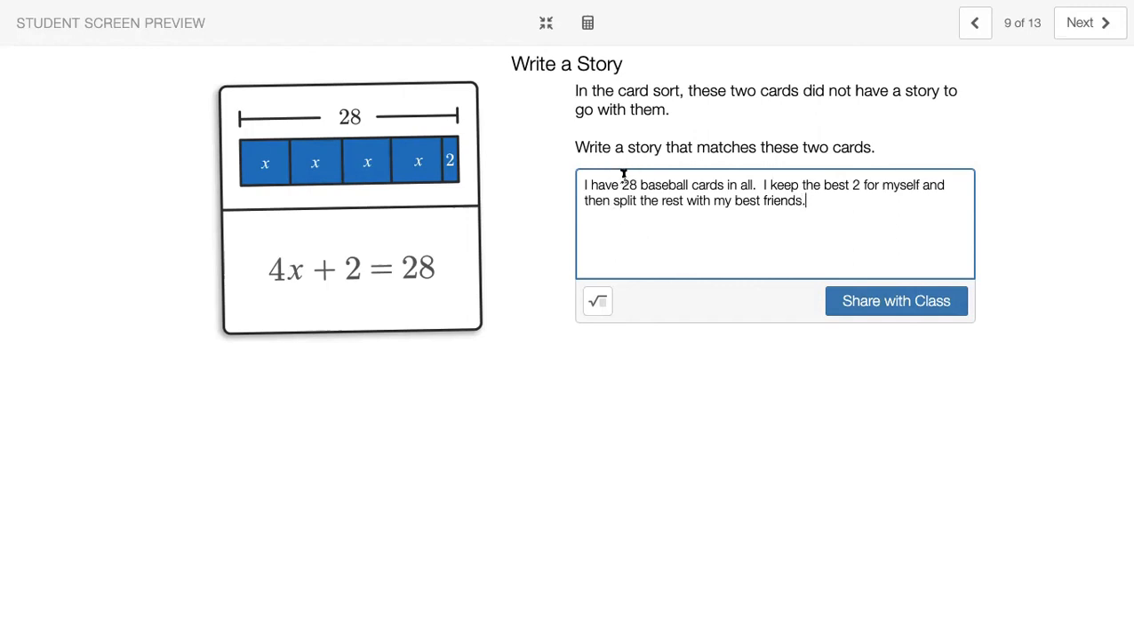And that would be it. So the 28 is what it's equal to. The two, I keep the best two for myself. That's the plus two. And then the four, I split the rest with my best friends. This is what each friend gets. And there's four friends. So that would be the story.